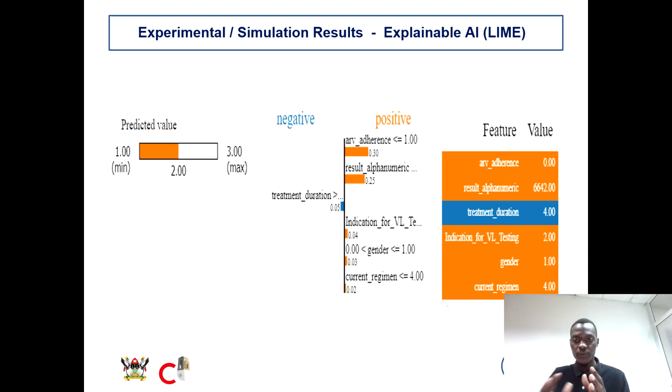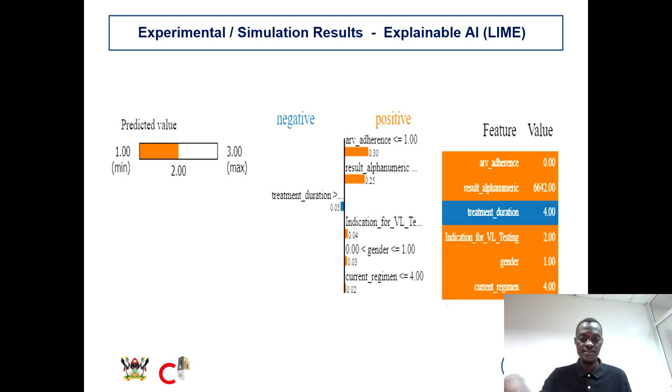The features that we should put interest in, or which will give us what we want, are on the right side, and you can even see their values. So it is explained, it breaks down for you why it is deciding that these are the best features for us to take. Instead of taking treatment duration, let us take ARVs adherence.